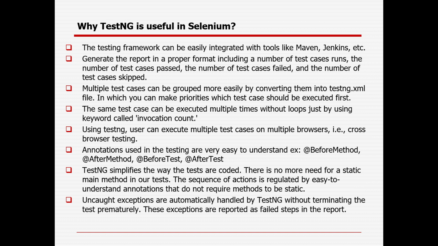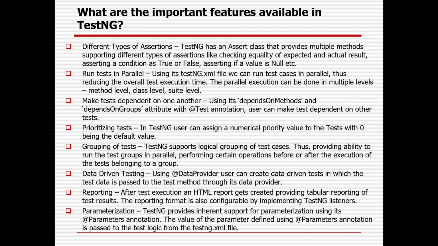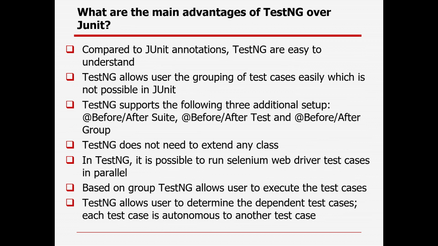TestNG has a few features. It can generate reports, and it can be integrated easily with Maven and Jenkins. It has grouping features. It can do data-driven testing, and the parameterization part I will cover tomorrow. It has a lot of annotations. There is no requirement of the main method. I can execute the same test case again and again, I can prioritize the test cases, and I can enable or disable the test cases, right?